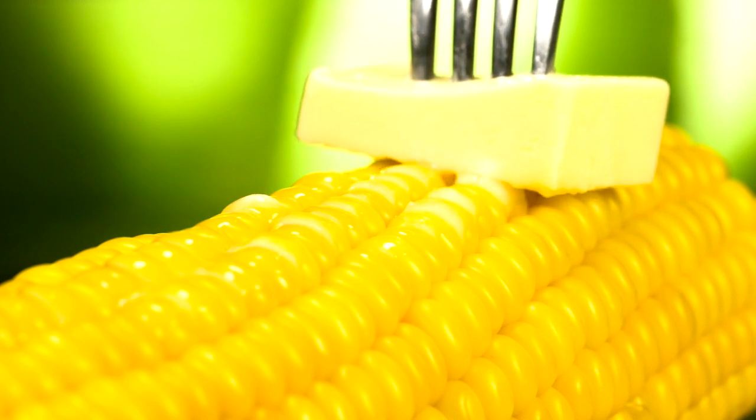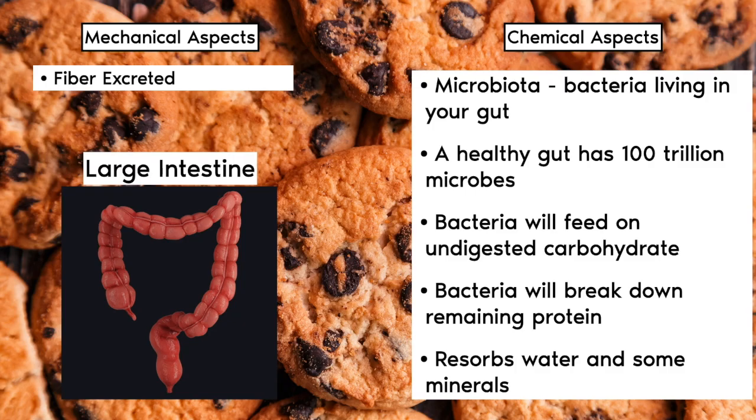Fun little test. But bacteria are feeding on the undigested fiber that we eat, and they're also breaking down any remaining protein. And these are things that help keep the gut microbiome healthy, help keep our colons healthy, and help prevent us from developing digestive diseases. The colon will also resorb some water and some minerals. And this is pretty cool because you don't want a lot of water going through your colon or else you'll have diarrhea. So it's good to reabsorb it.